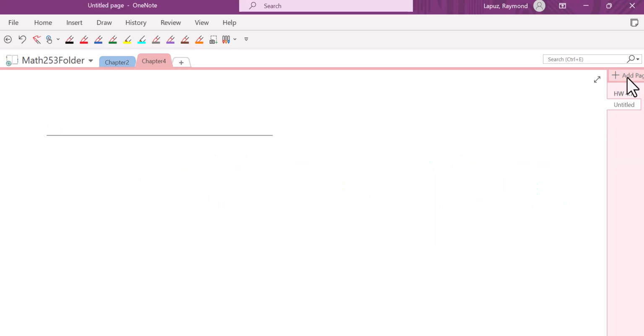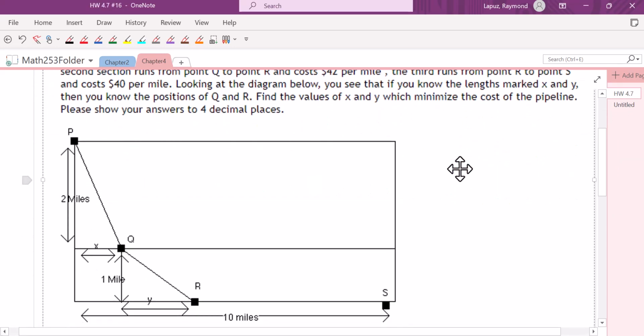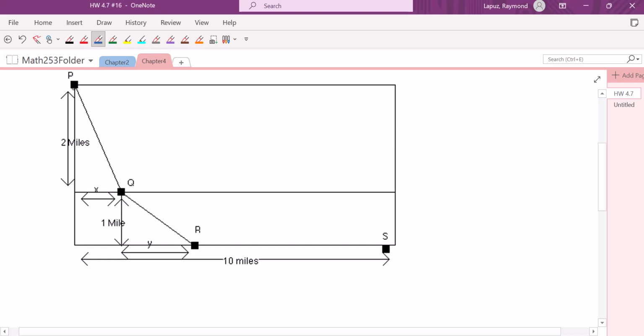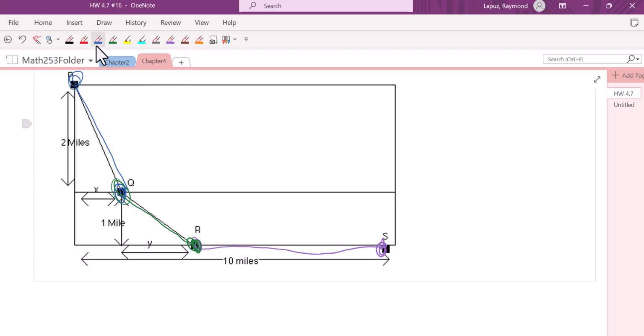So we want to look at the diagram below. Here are the three parts: going from P to Q, then from Q to R, and then finally from R to S. And we want to essentially find the measurements of these and find the cost.